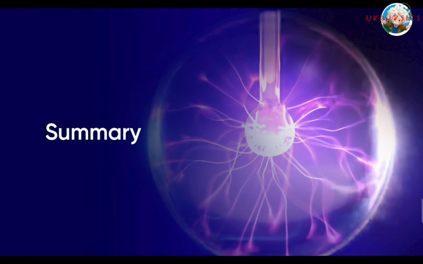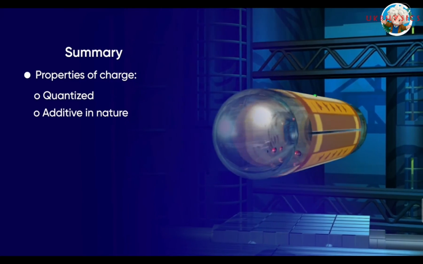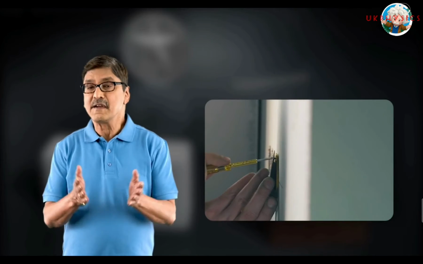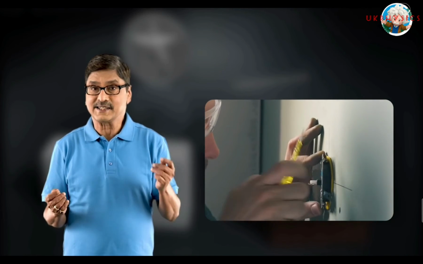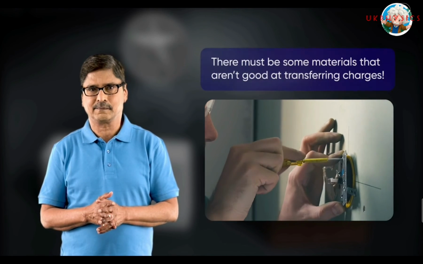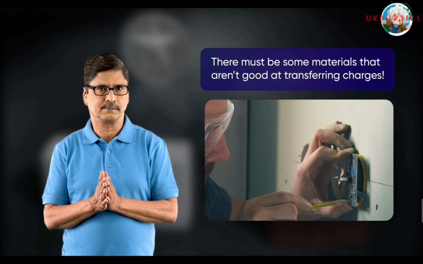To summarize, charge is quantized, charge is additive in nature, charge is conserved. If every material were good at transferring charges, life would have been full of shocks, as our civilization is highly reliant on electricity. There must be some materials that keep you safe from shocks. To find out more about these, stay tuned.